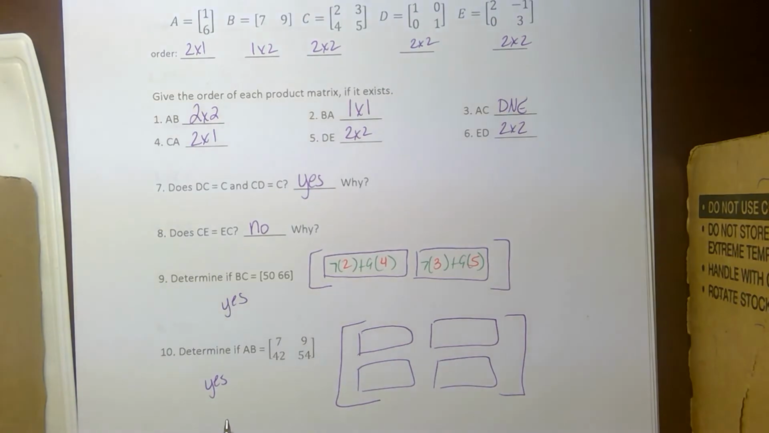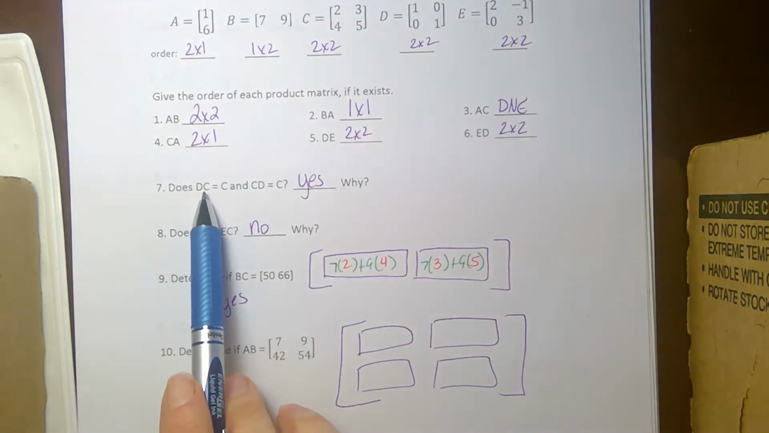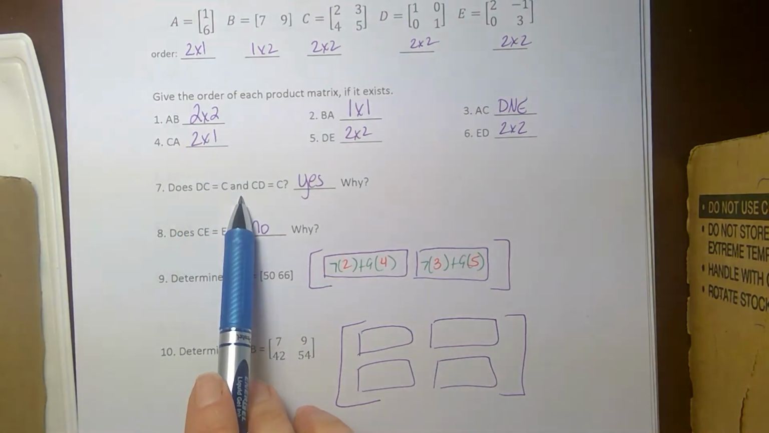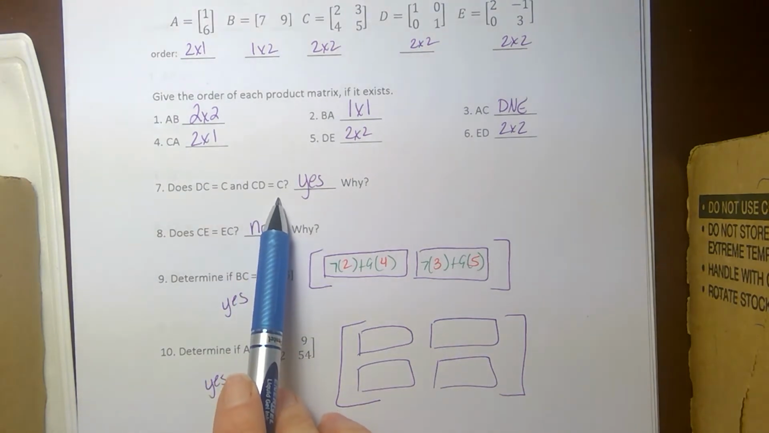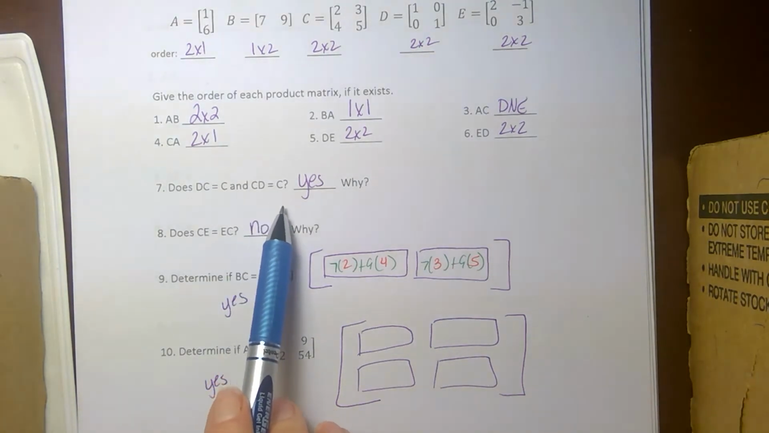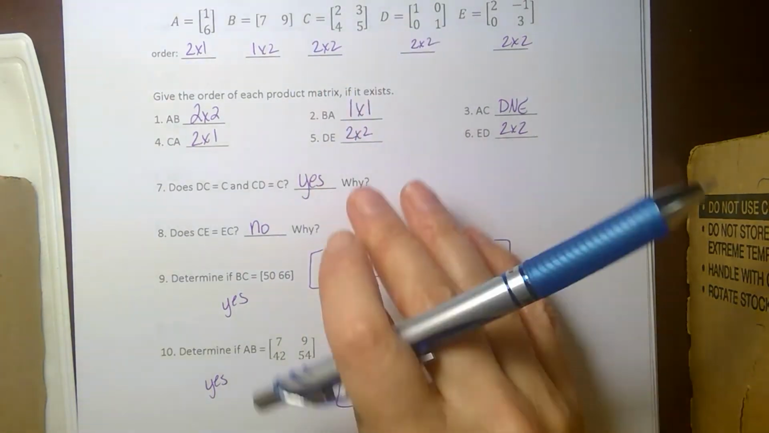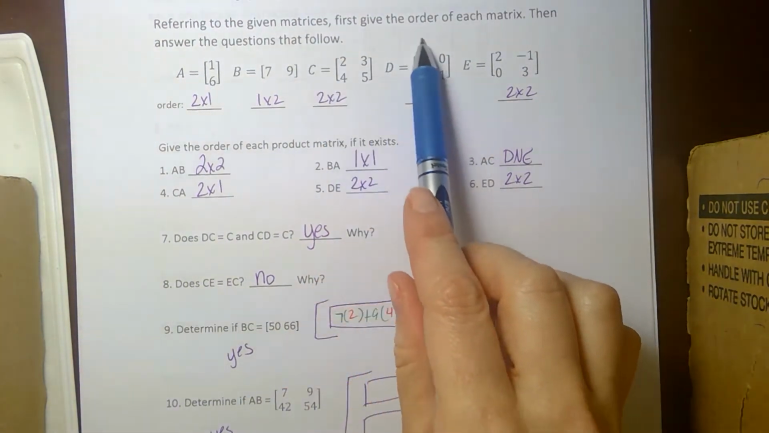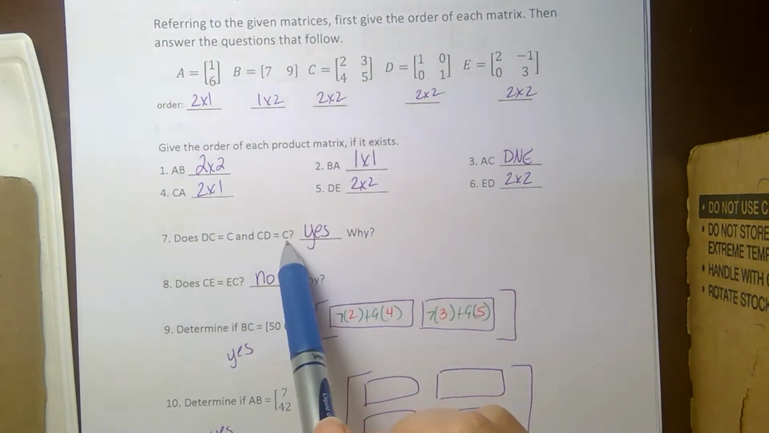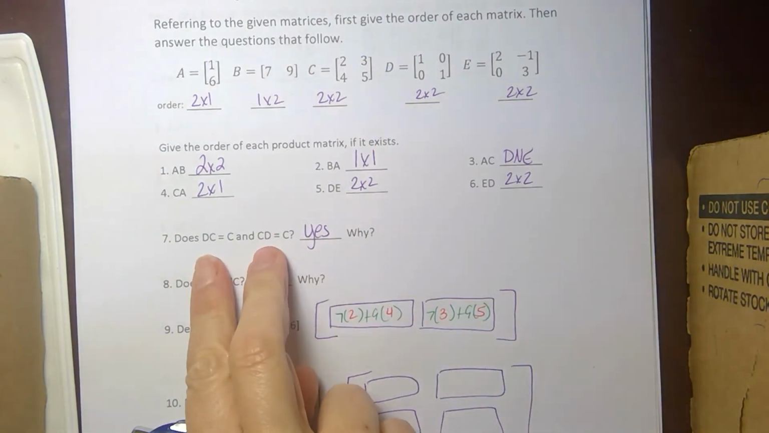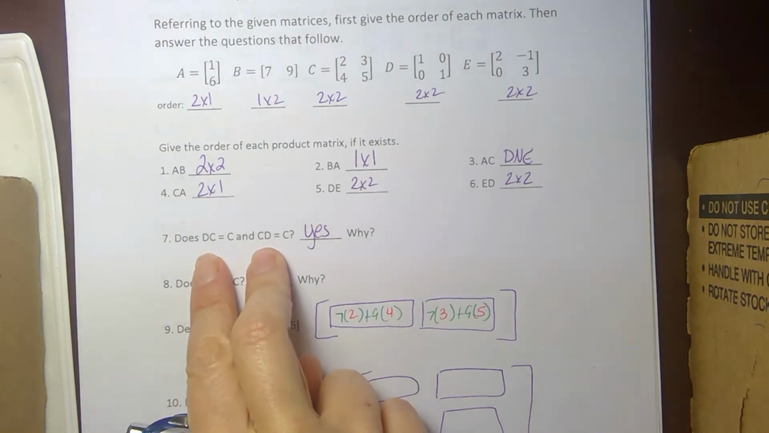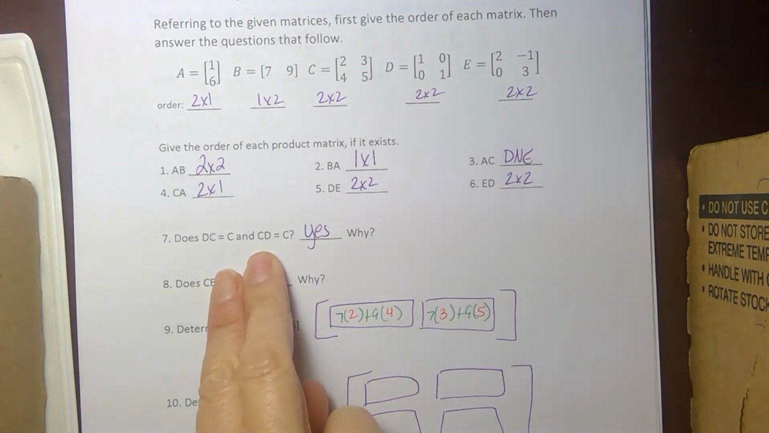Okay, number 7. Does D times C equal C and C times D equal C? Well, that's just odd. Why would that be? I said yes. What is the special thing about these products that cause this to happen? Because remember, we said that matrix multiplication is not commutative, that order does matter. So what about this situation makes that not apply?